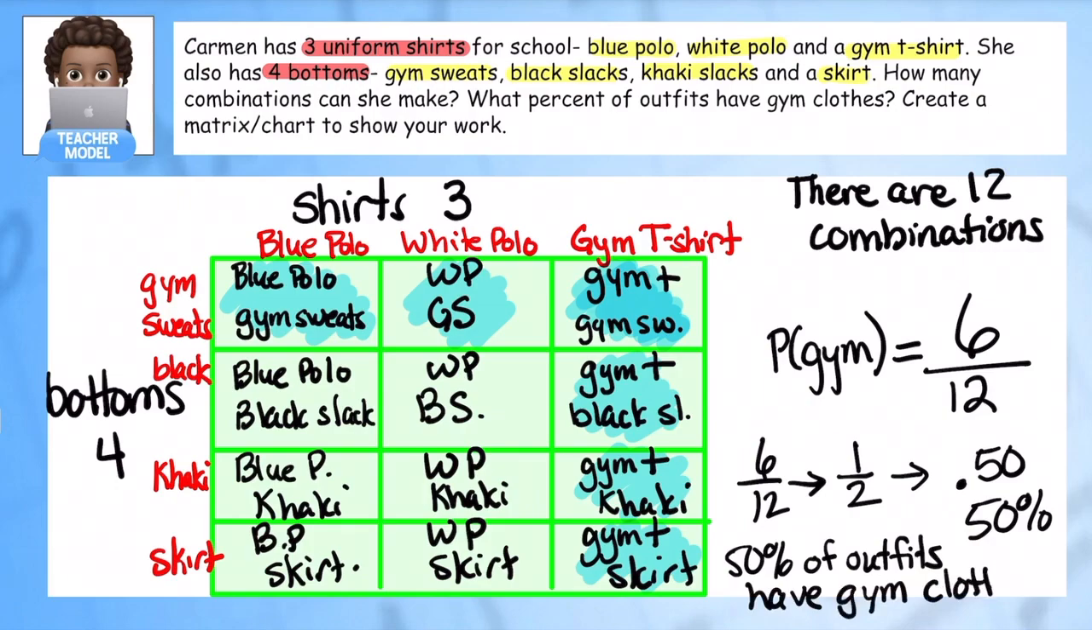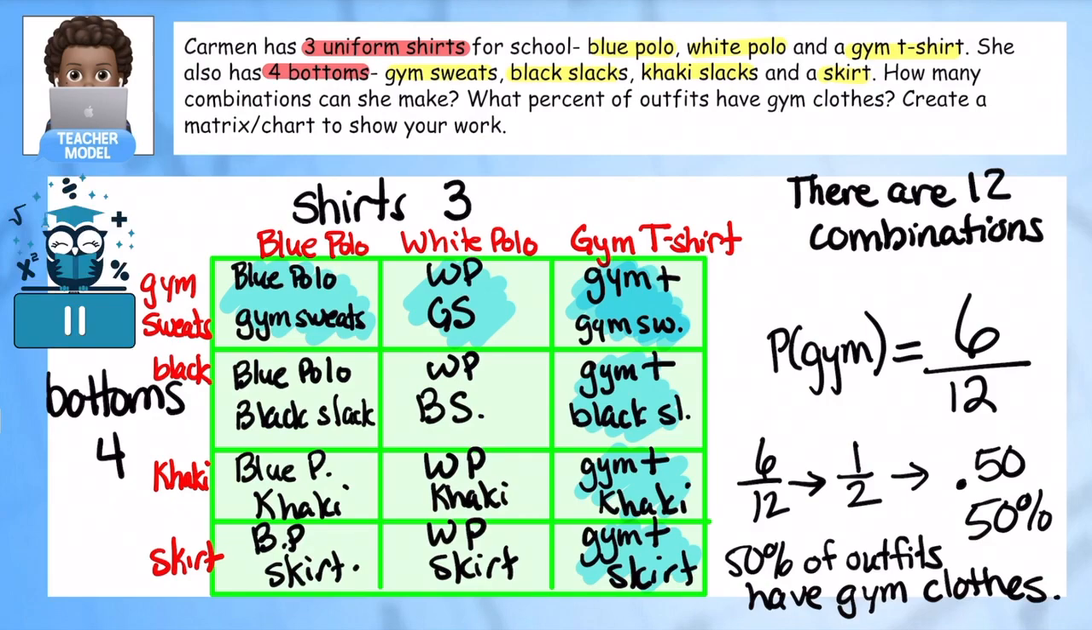Have gym clothes. Hit pause and jot this down into your notes. And imagine what this would have looked like if we had done a tree diagram instead of a matrix.